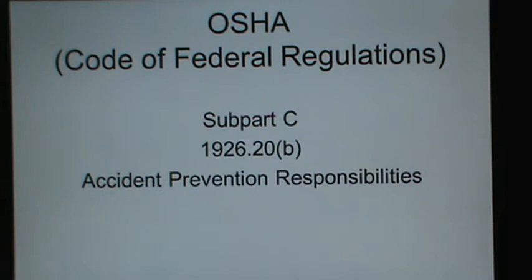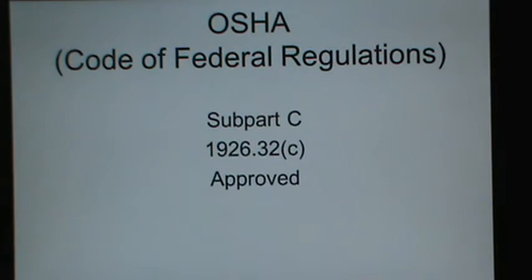Subpart C is about general safety and health provisions. This is chapter C, and I want you to highlight the second paragraph in that subpart. Whose responsibility is it to prevent accidents? Well, it says it shall be the responsibility of the employer, of course, to initiate and maintain such programs as may be necessary to comply with this part.